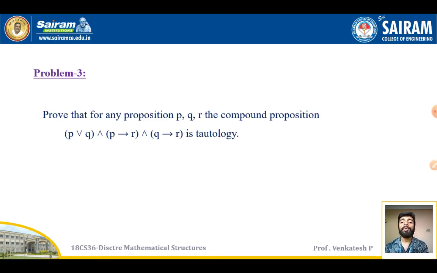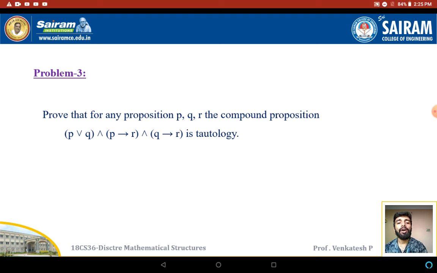Third problem, prove that for any proposition P, Q, R, the compound proposition P or Q and P implies R and Q implies R is a tautology or not. We'll prove this one now.